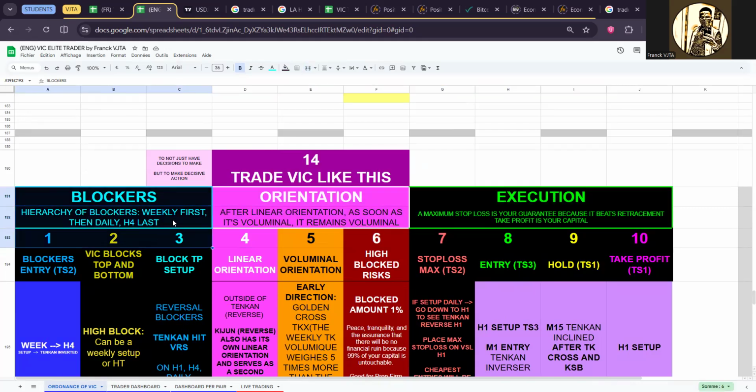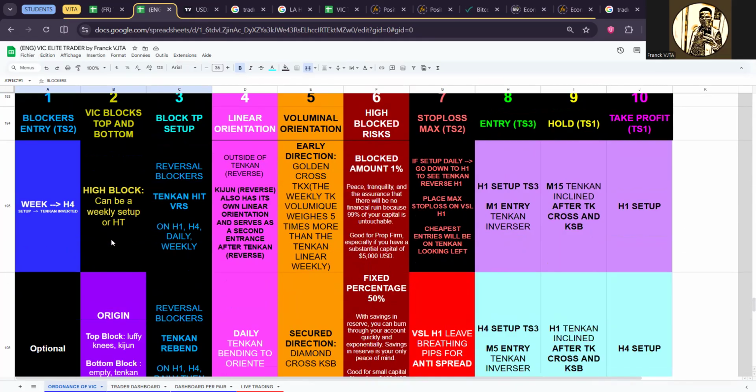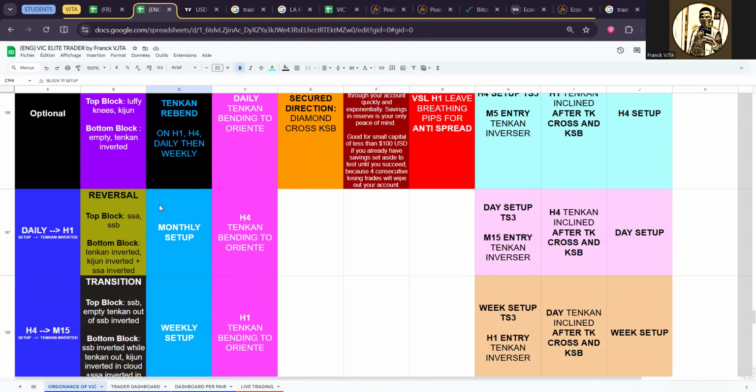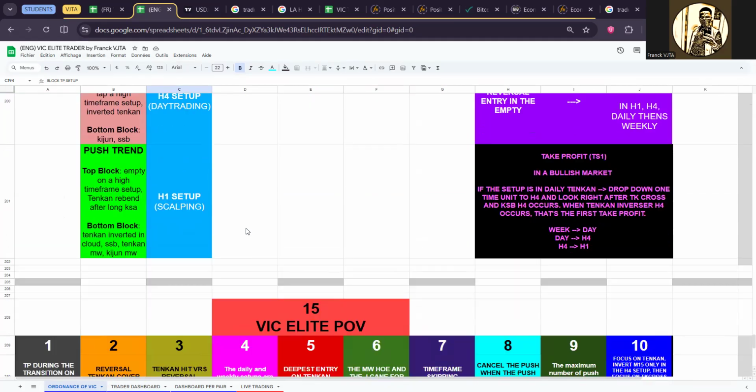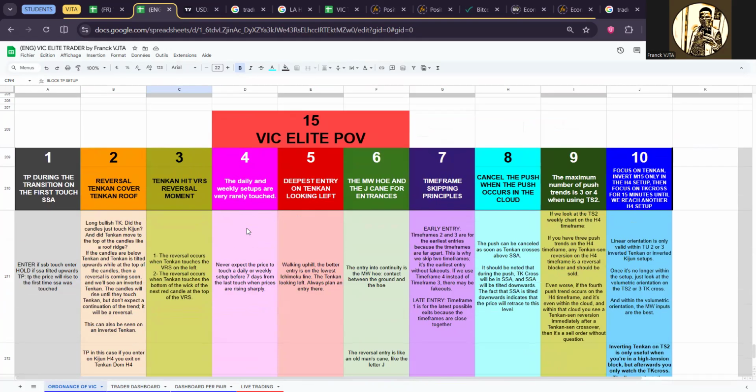Your biggest work will always be to make a decision about blockers, to find the blockers, the bottom of the blocker like this. This is where your big work happens. Okay, so with that said, let's trade it together and make money.